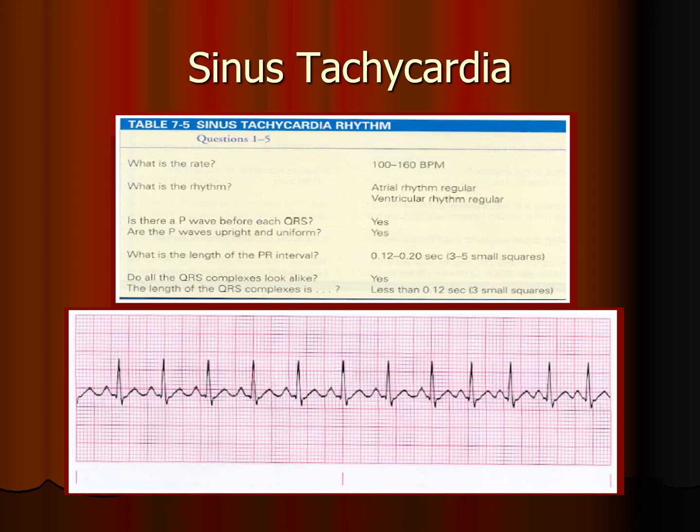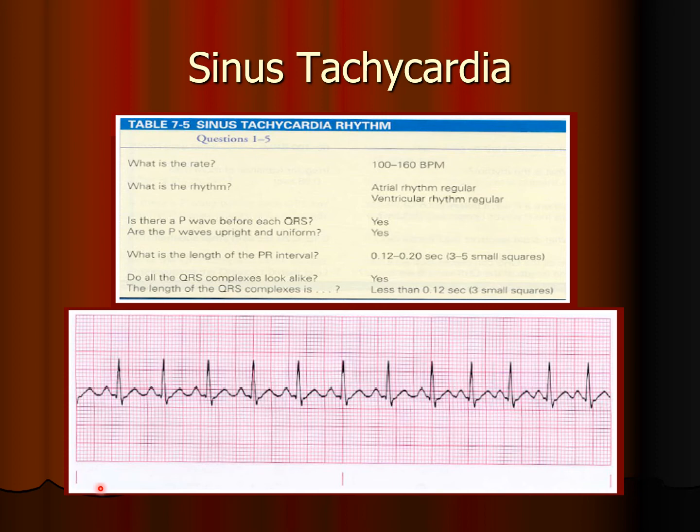Sinus tach. This textbook used 160. I'm pretty sure your American Heart uses 150. So I'd like you to use 150, I believe. So we're looking at, is this nice and regular? Yep, nice and regular. We measured this all out.